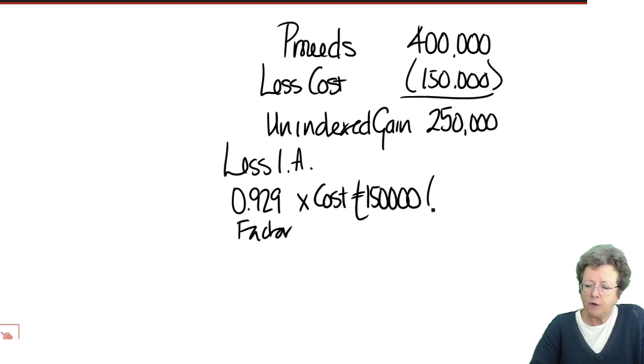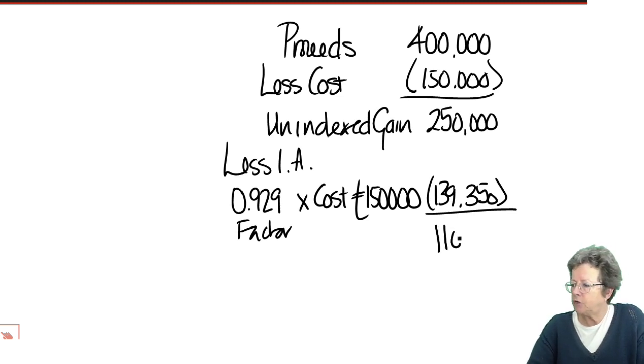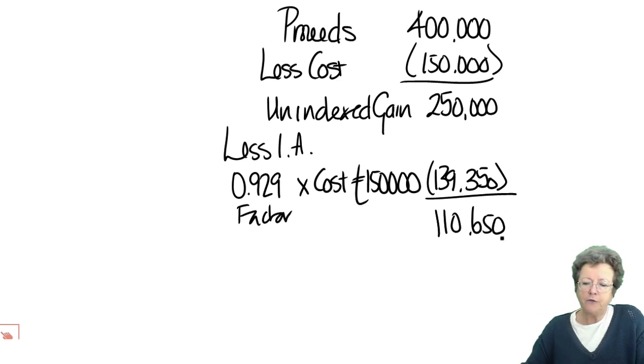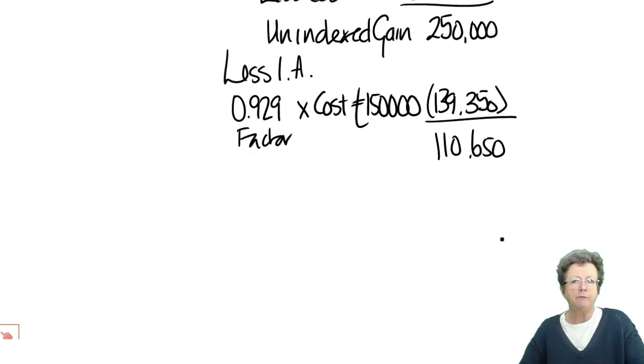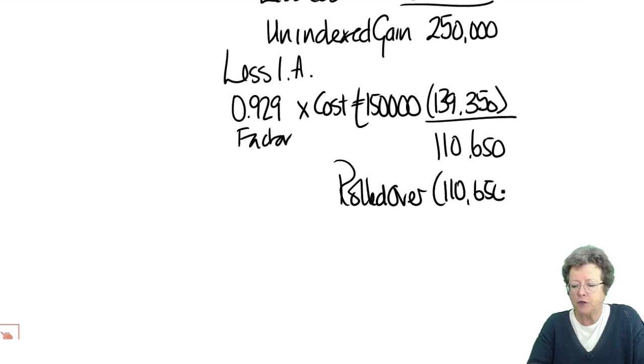Which gives us another 139,350 deduction from the calculation, giving us a gain of 110,650. Now, because everything was fully reinvested and we've managed to tick all the conditions, that can be rolled over or deferred until such time as the land is sold.